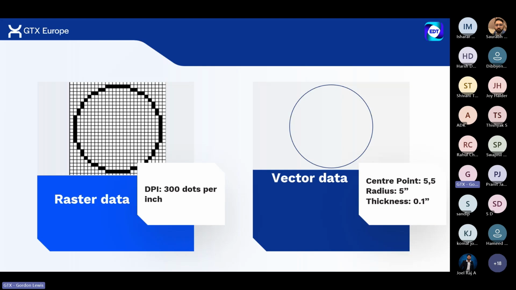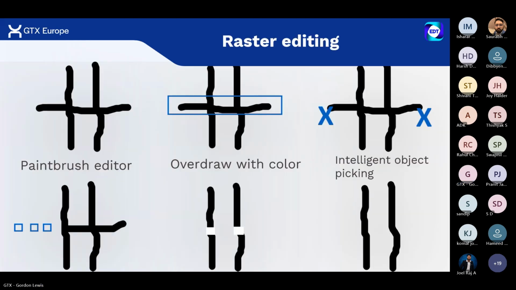With CAD or vector data, it has a radius, it has a center point, it has a thickness. You can assign layers to it and various other properties. So raster data is very, very limited. Obviously, with vector data, you can assign lots of various properties to it.